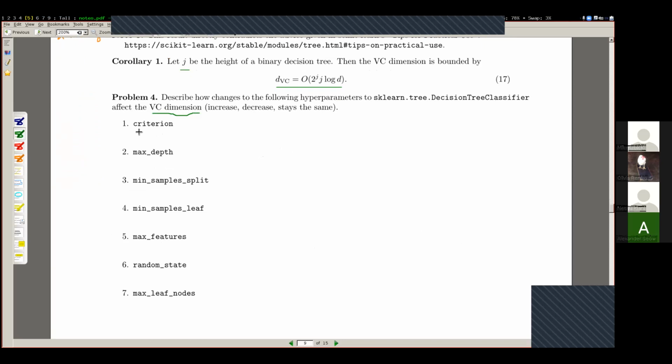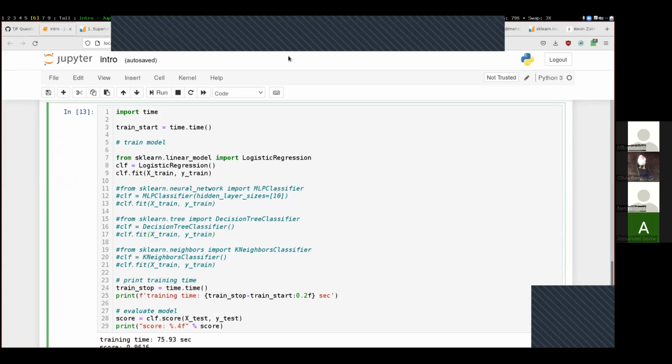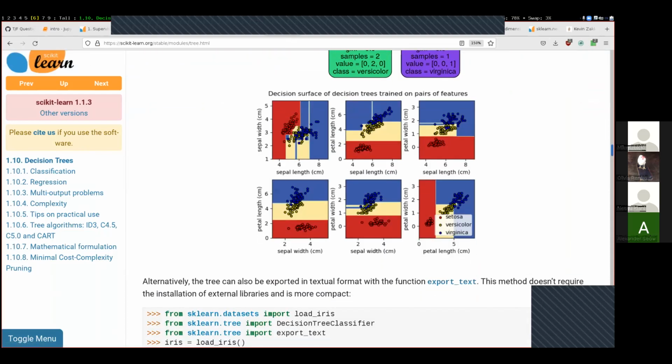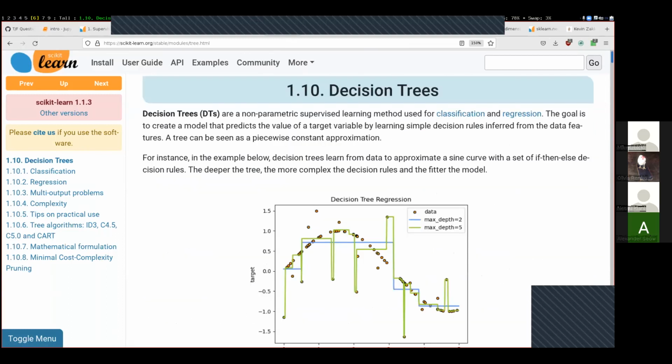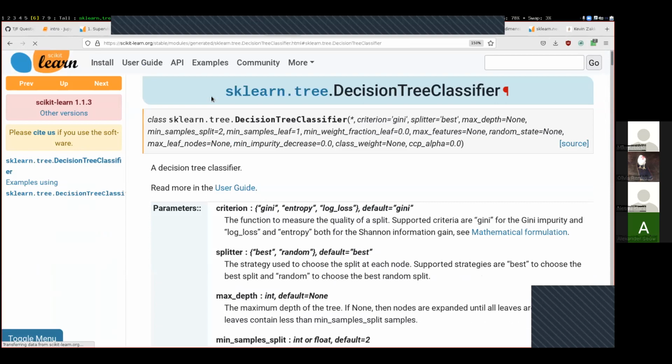This first one, criterion, if we come over to the documentation for decision trees. Actually, since we have this picture up right here, you can see the decision boundaries of decision trees on some particular problem. And you can see this effect of lots of square edges. So if that's good on your problem, then you'll have a low tree. Otherwise, you'll have a large tree. Decision tree classifier.